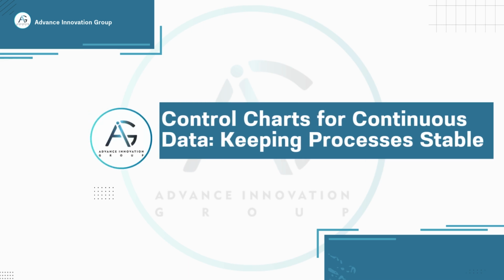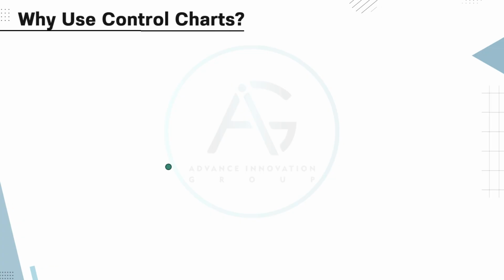Control charts for continuous data. Keeping processes stable. Don't just look at the result. Watch the story unfold. Why use control charts?